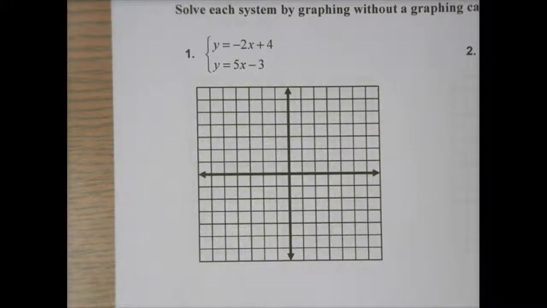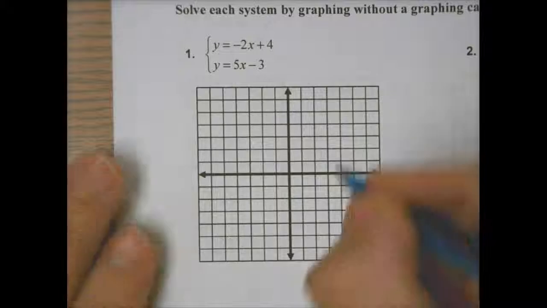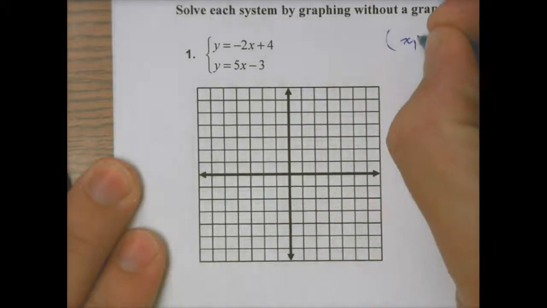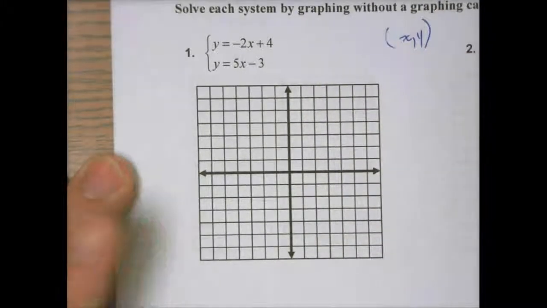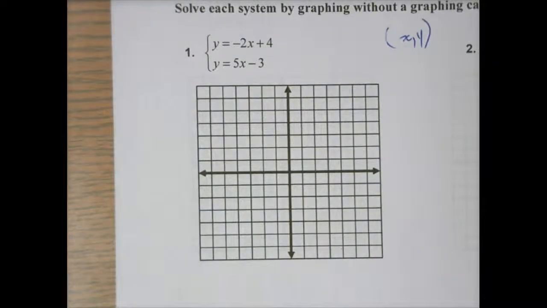So, they would have the same x value, the same y value. There would be one point that is in common with both of those. Sometimes the entire graph is in common, so they would have infinitely many solutions, or sometimes they can have nothing in common and there's no solution.